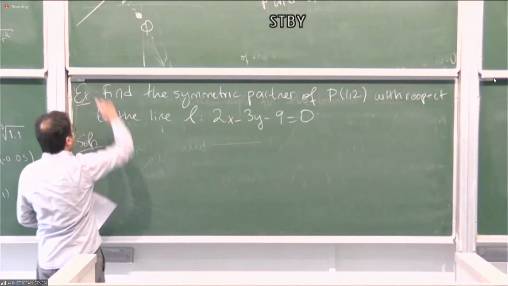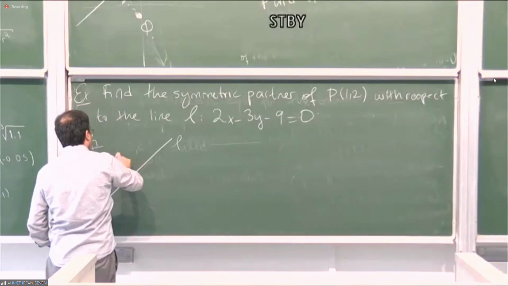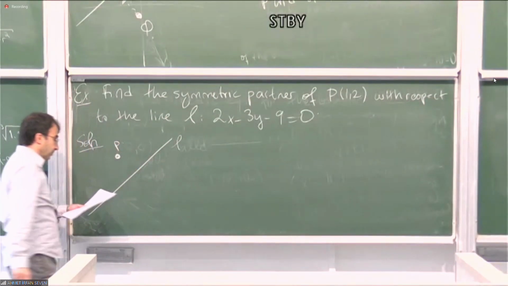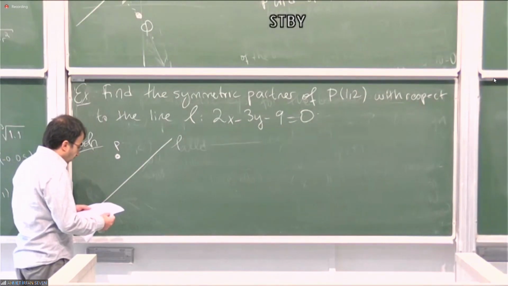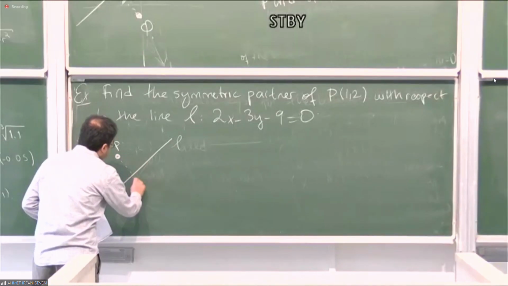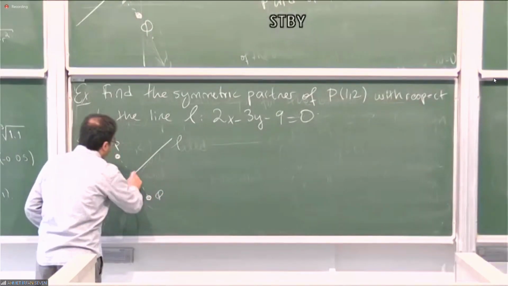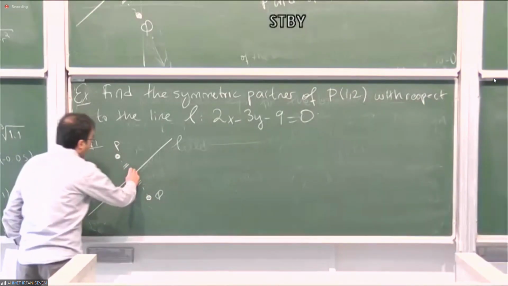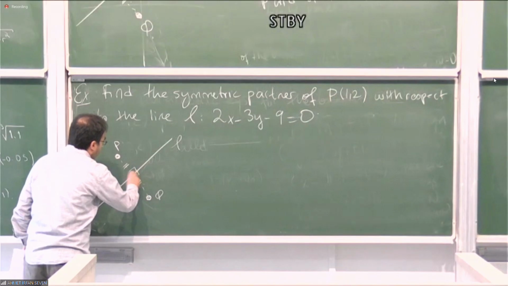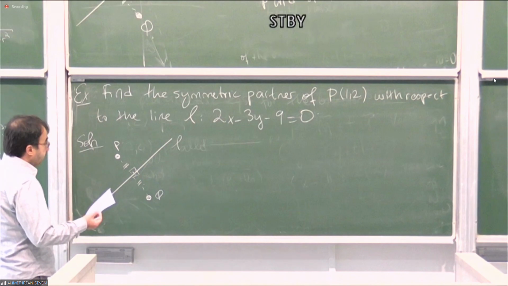So I'm using the same picture. So this is L. P is here. And we want to find this symmetric partner. So the symmetric partner will be here, so that this distance will be the same as this one, as you know. And we have this right angle for both.